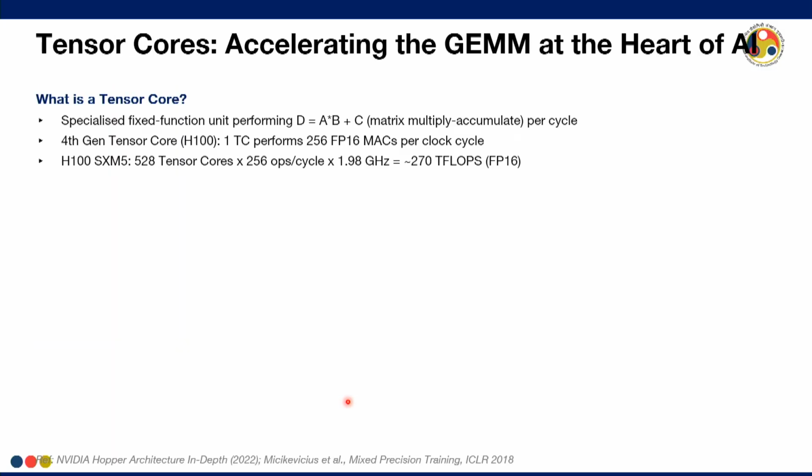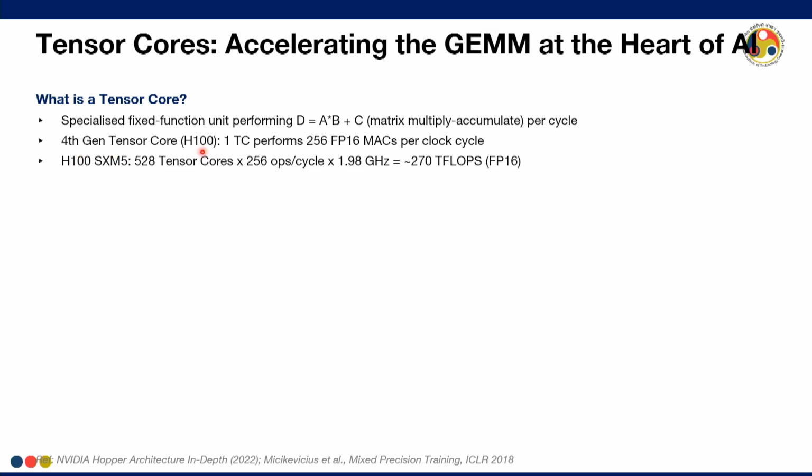So now we have to talk about the tensor cores, because tensor cores are the key ingredient of the AI workloads that we are going to accelerate, right? So what is a tensor core? A tensor core is a highly specialized fixed function unit performing this operation, matrix multiply and accumulate, D equal to A into B plus C, each are tiny matrices, per cycle. So this entire operation can happen in one cycle for these GPUs using these specialized tensor cores.